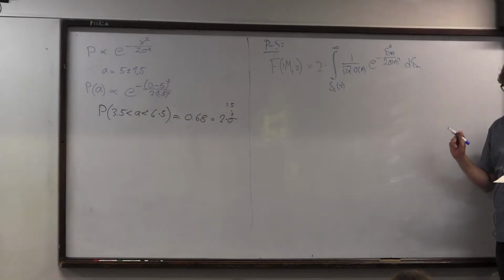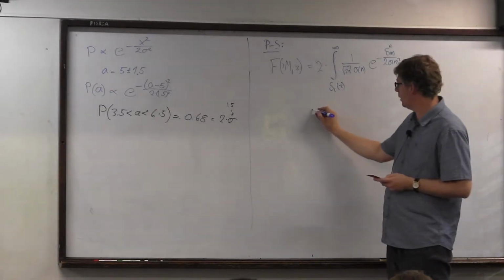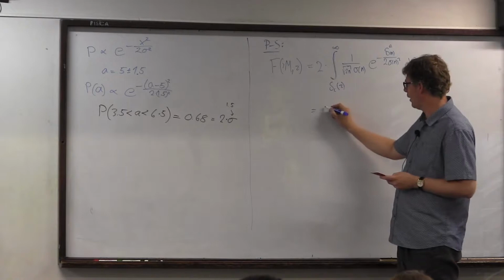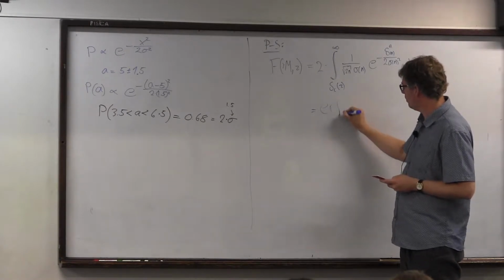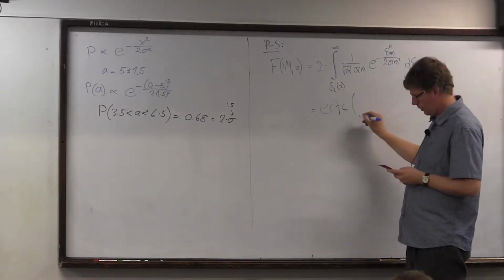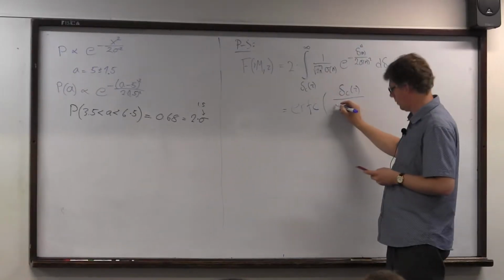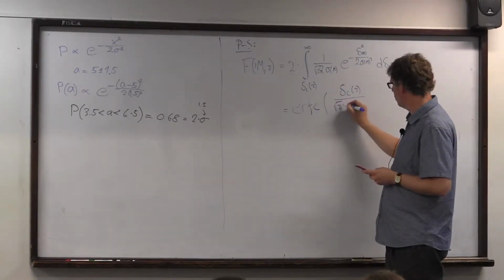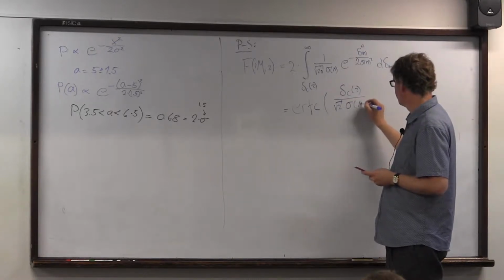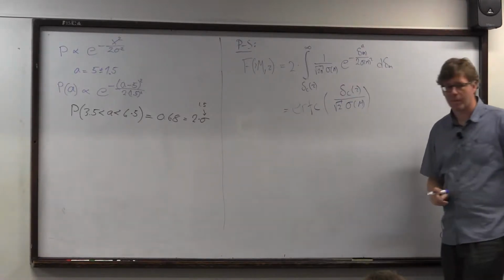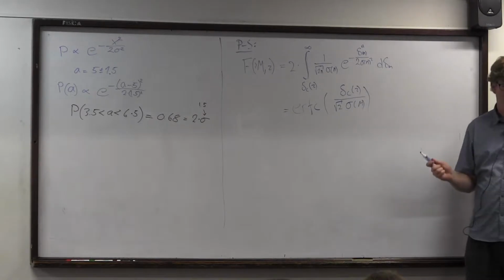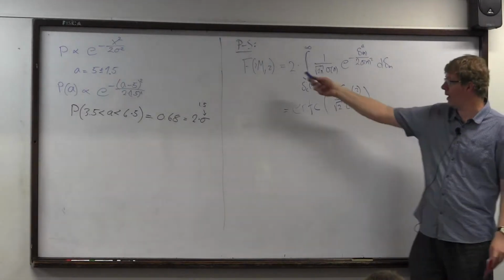And we did this integral yesterday, and we showed that this, well, we didn't actually do the integral. I just told you that this is the complementary error function of the argument here, square root of 2 sigma of m. So that's the fraction of objects with mass greater than m.